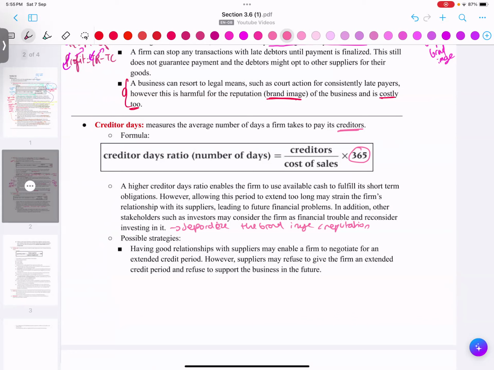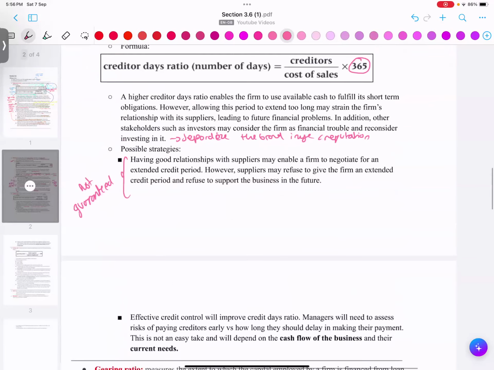Another possible strategy is having a good relationship with suppliers, which may enable firms to negotiate for an extended credit period. However, suppliers may refuse to give the firm an extended credit period and refuse to support the business in the future. They might say, no, we don't agree to that, find another supplier who's willing to do that. So this is not guaranteed to work.